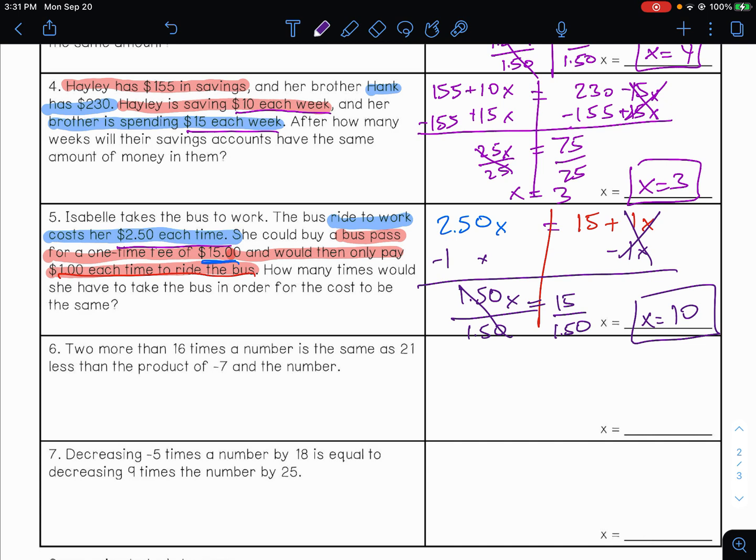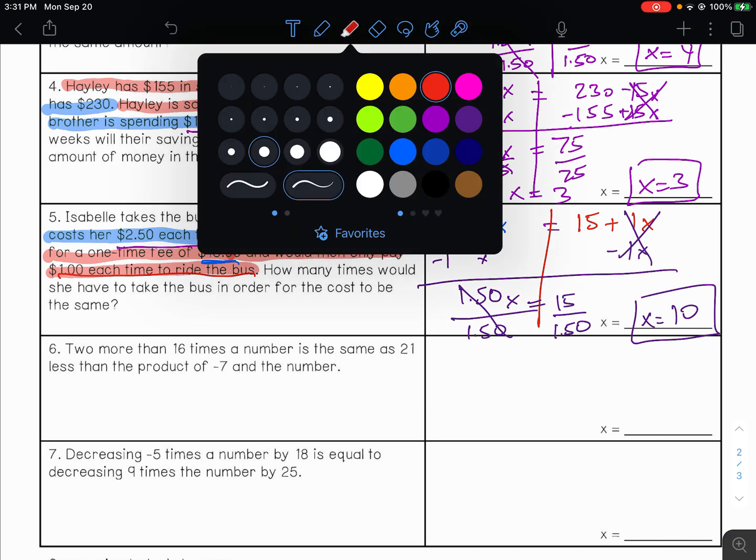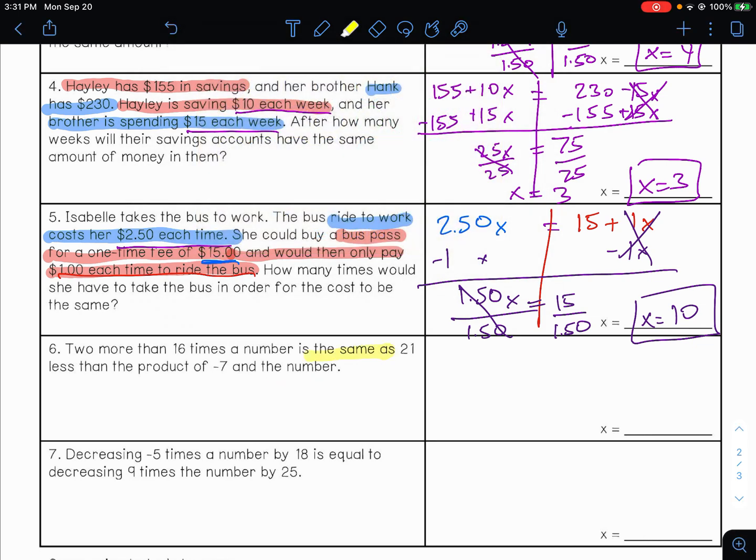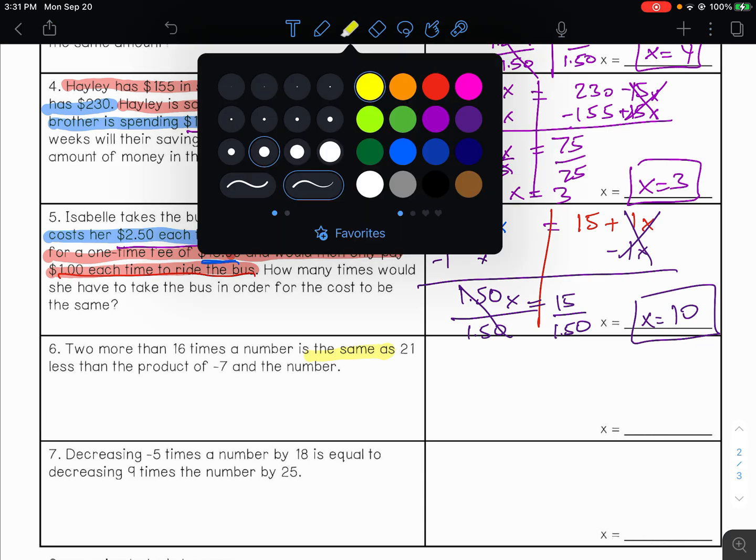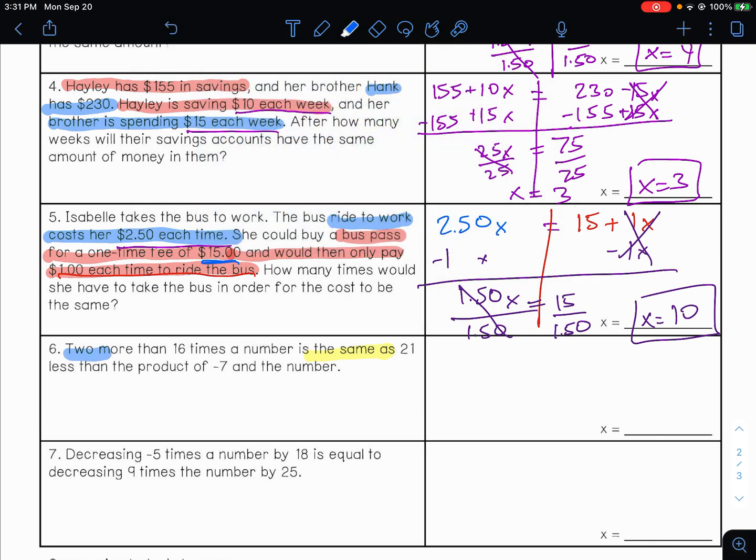Two more problems. These are the more strange word problems where it's not really a story. Two more than 16 times a number is the same as 21 less than the product of -7 and the number. The same as. Remember, the same as means equals. So this first portion, 2 more than 16 times a number, is going to be equal to 21 less than the product of -7 and a number.